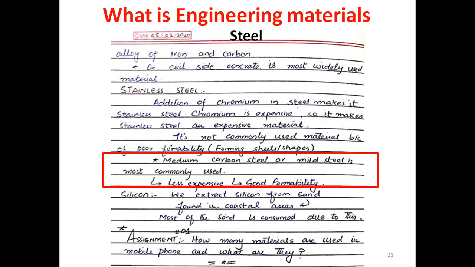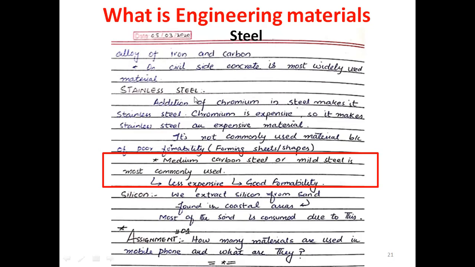And in all those types of steels, normally, if you look around yourself in your daily life, one steel is widely used, and that type of steel is medium carbon steel. Medium carbon steel is also known as mild steel, and the abbreviation we normally use is MS. MS stands for mild steel. Mild steel is widely used, and the reason is that, compared to other steels, it is less expensive and it has good formability. It is easy to make products out of mild steel in comparison to stainless steel.